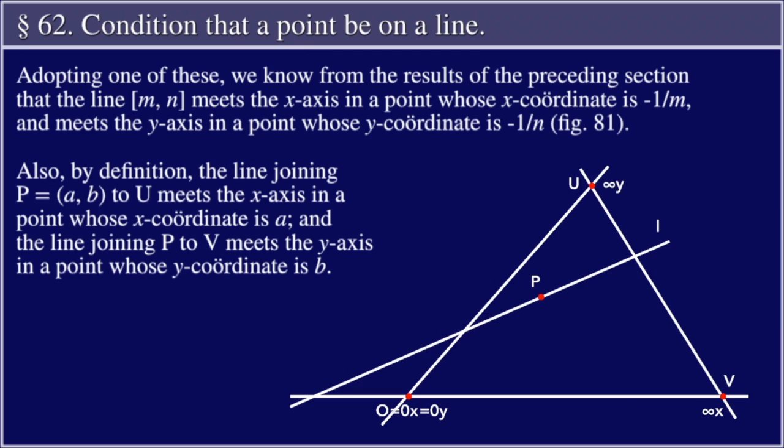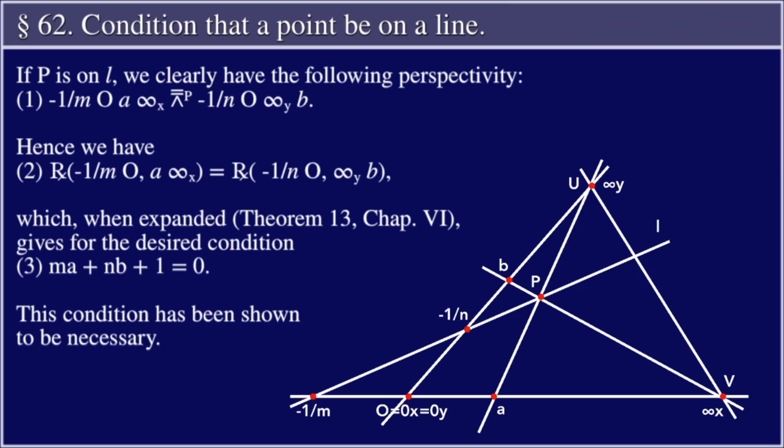We know from the results of the preceding section that the line MN meets the x-axis in a point whose x-coordinate is -1/m, and meets the y-axis in a point whose y-coordinate is -1/n, figure 81. Also, by definition, the line joining P = AB to U meets the x-axis in a point whose x-coordinate is A, and the line joining P to V meets the y-axis in a point whose y-coordinate is B. If P is on a line L, we clearly have the following perspectivity.